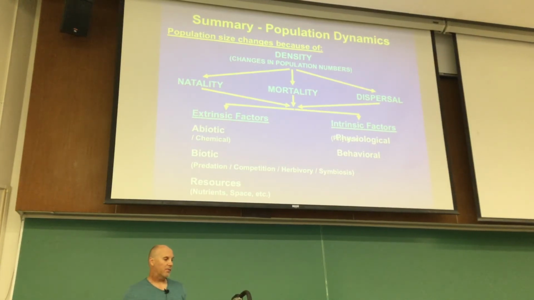Chemically and physically. Biotic, all the interactions of predation, herbivory, and competition. Symbiosis, which we talked about as well. And then resources that are available, nutrient space, etc. So factors external to the population and factors internal to the population. Again, it's screwed up. It should say physical, chemical there, okay? Both will impact natality, mortality, dispersal. Those will therefore impact density. And that's how we would address looking at abundance of populations and how they change either high, low, or stay the same over time. That's abundance.